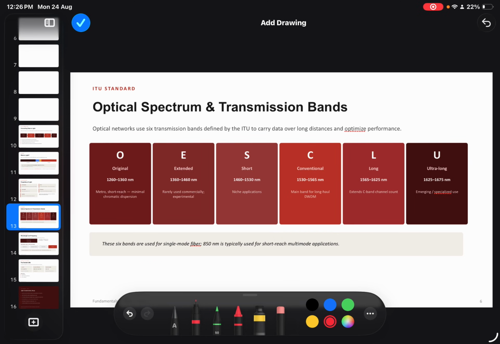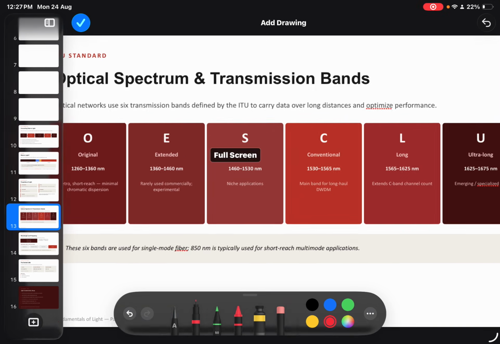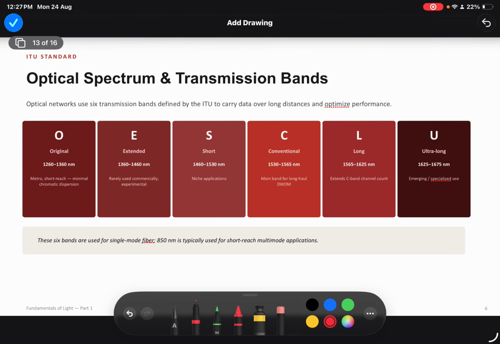Now let's discuss the different bands that we have. These are nothing but the transmission bands, and we call them by different nomenclature. One is called the O band. Now, the O band is also expanded as the original band, that ranges from 1260 nanometers to 1360 nanometers.